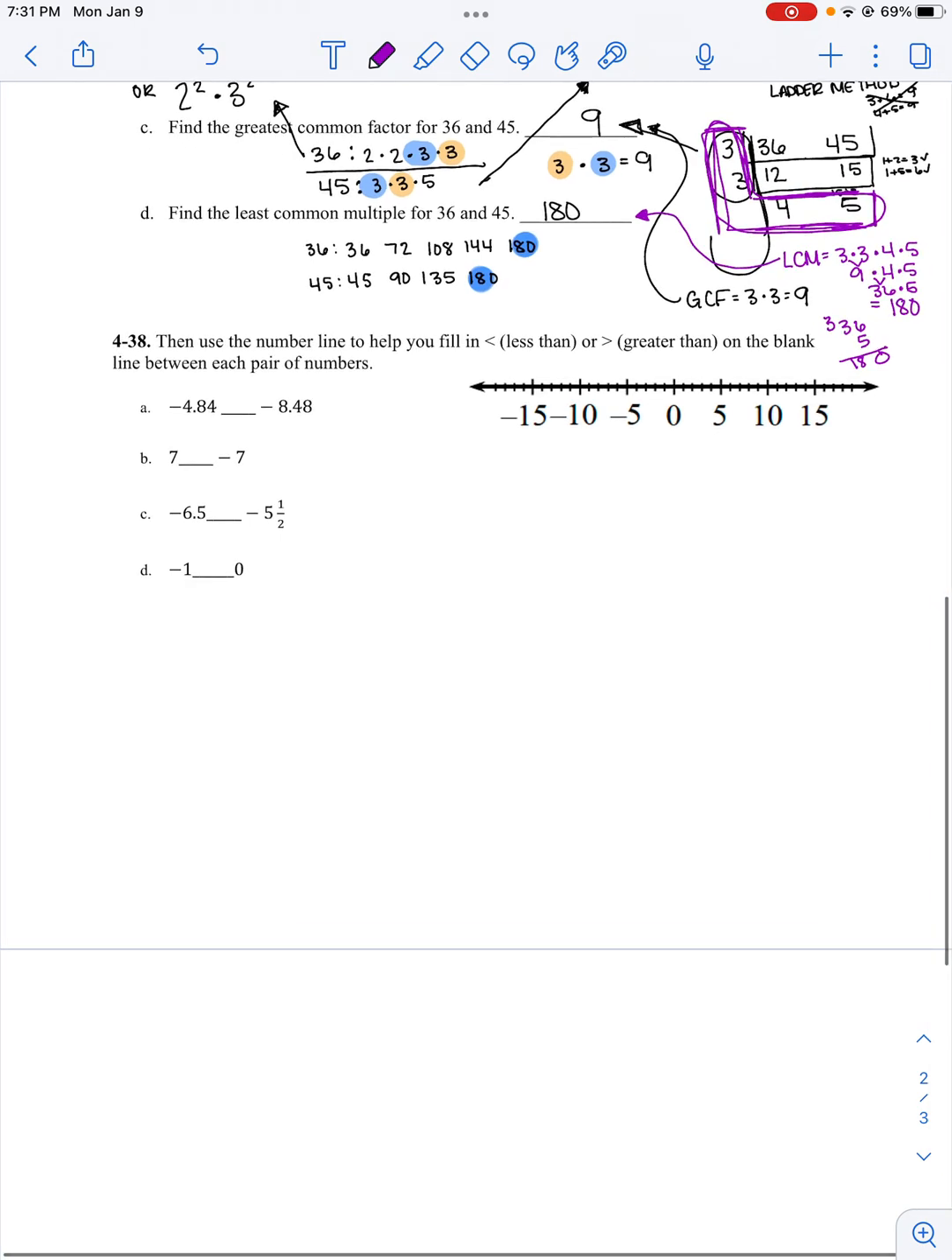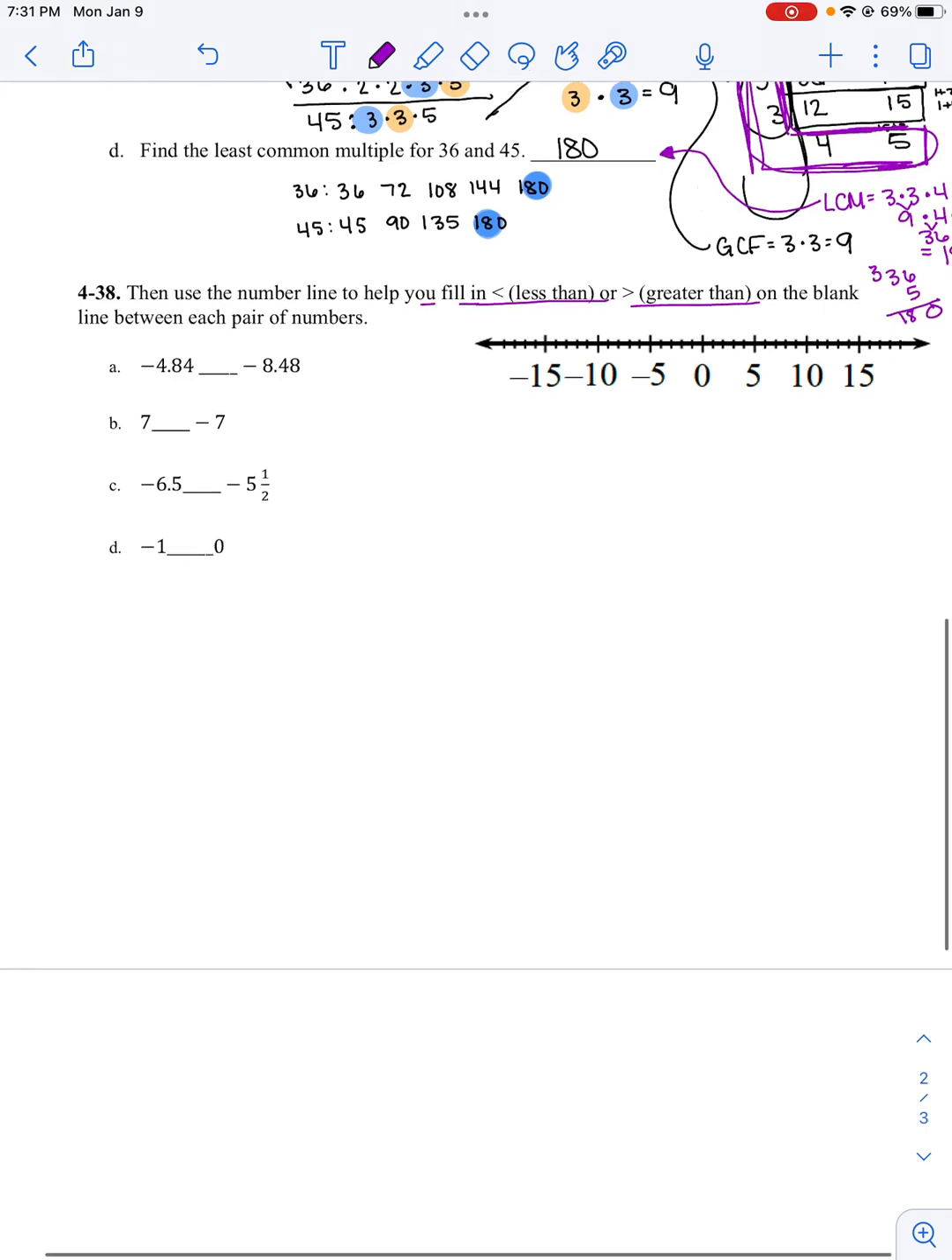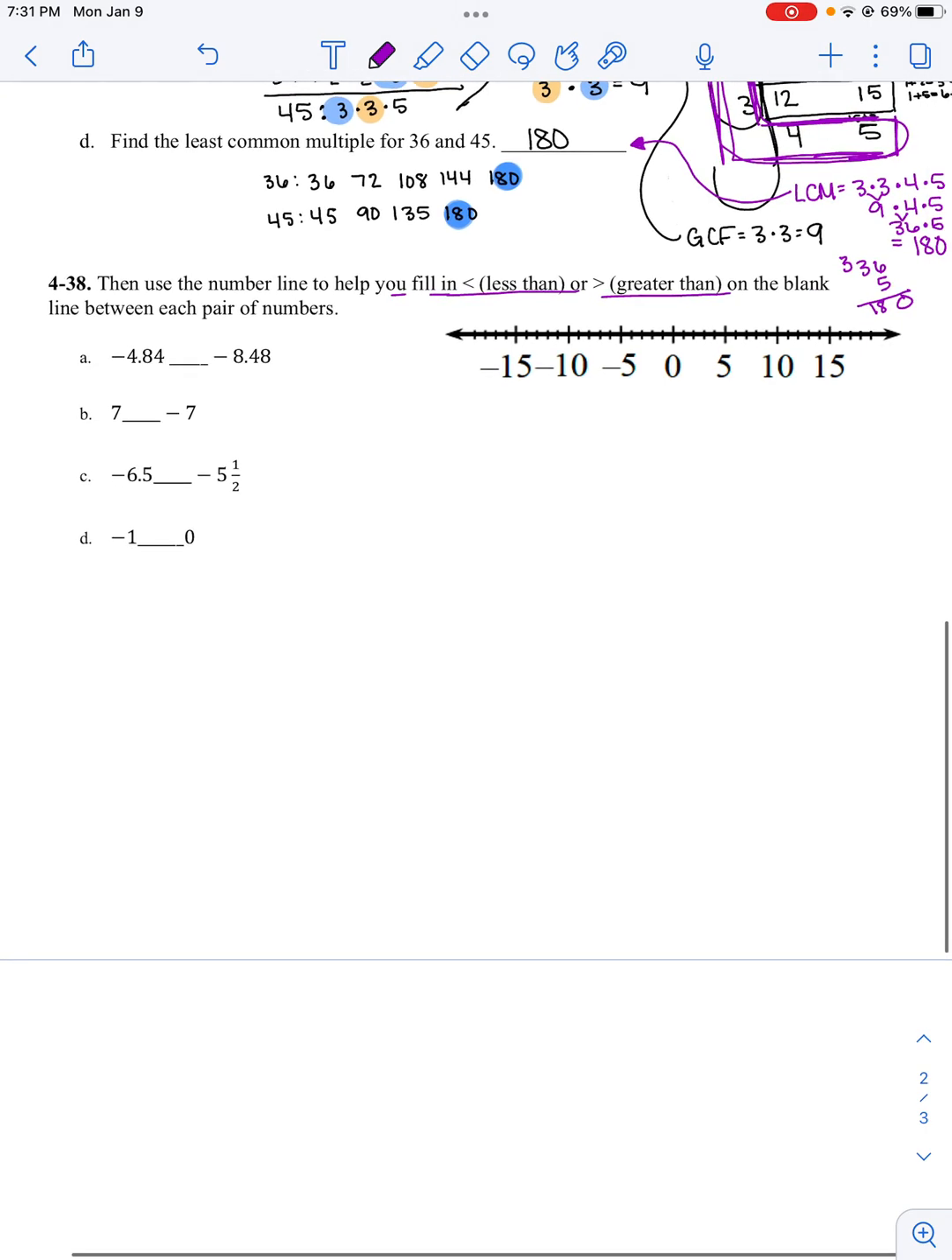Okay, on the next problem, problem 38. Use a number line to help you fill in less than or greater than on the blank line between each pair of numbers. Okay, negative 4.84, somewhere about there. Negative 8.48, so negative 4 and 84 hundredths is greater than negative 8 and 48 hundredths.